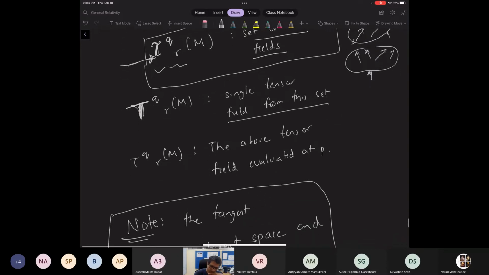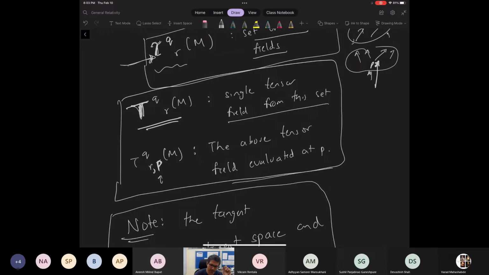Now if we take T^q_r and write a comma p, that means we're evaluating this tensor field at a particular point. That is, we're taking the tensor at a particular point p. This is the above tensor field evaluated at a particular point p. It's good to keep this notation clear, because it helps to separate the difference between the entire tensor space, a particular tensor field, and a tensor at a particular point on the manifold.